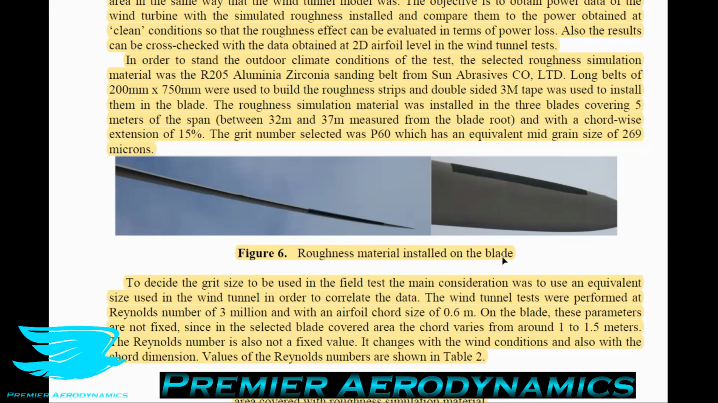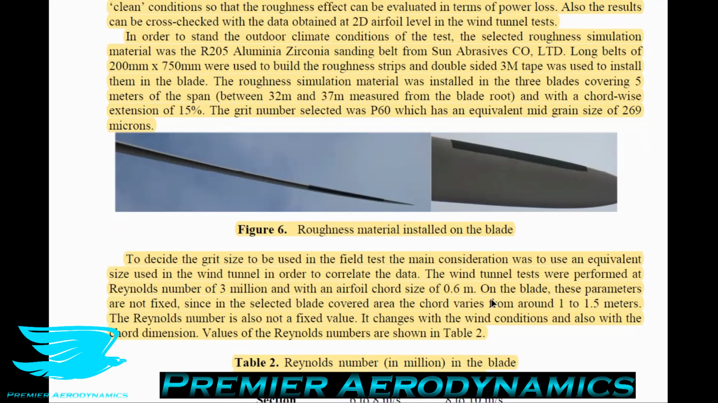So to decide the grit size to be used in the field tests, the main consideration was to use an equivalent size used in the wind tunnel in order to correlate the data. The wind tunnel tests were performed at a Reynolds number of 3 million with an airfoil chord of 0.6 meters. However, on the blade, these parameters are not fixed, since in the selected blade, the chord varies from 1 meter to 1.5 meters. That Reynolds number is also not a fixed value because it changes with the wind conditions and also with the chord dimensions.